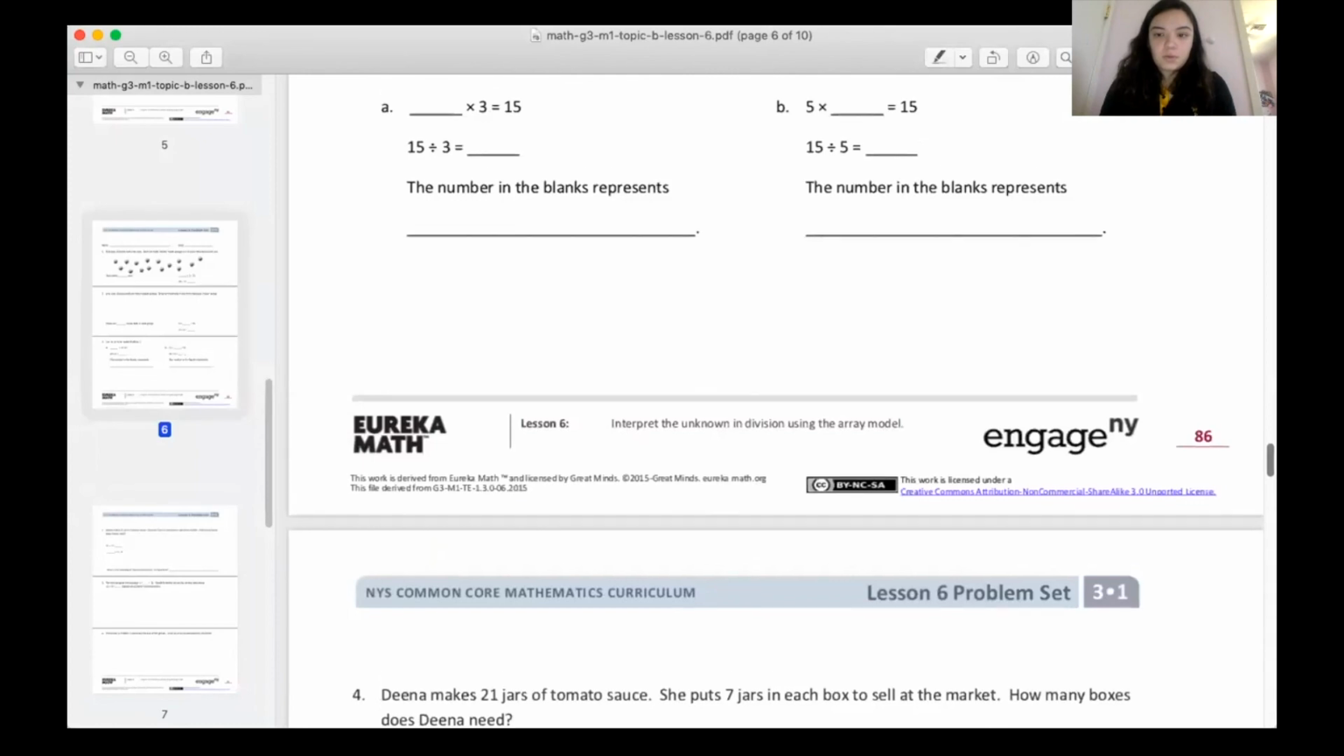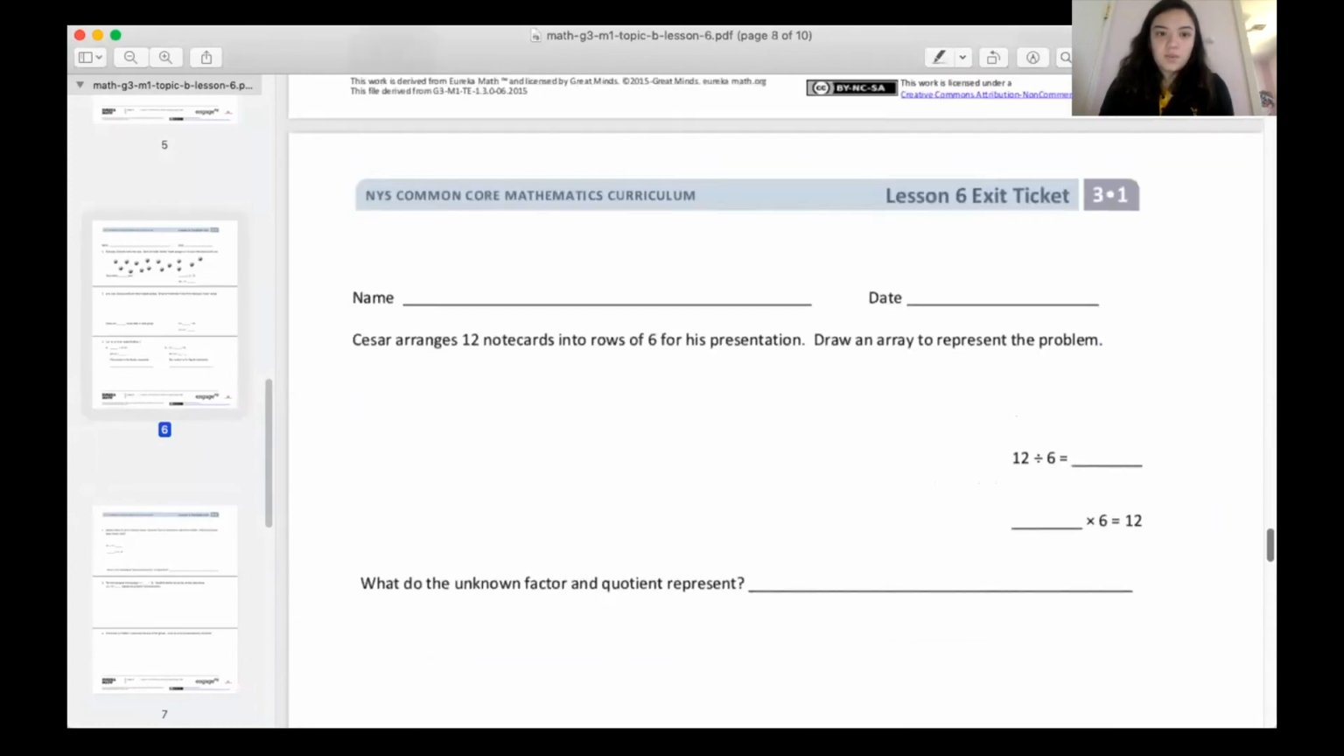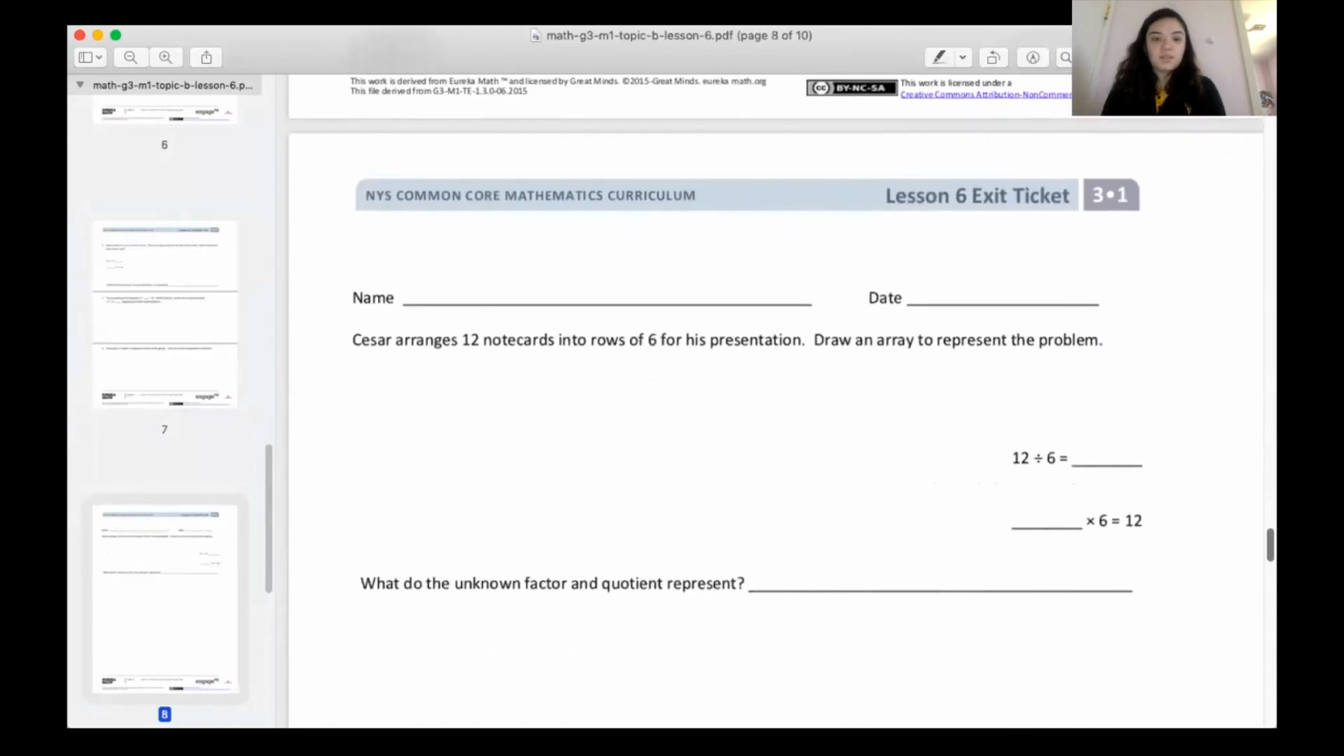Whoops, okay, scrolling down. We're going to skip number 6 and go straight to the exit ticket. So Caesar arranges 12 note cards into rows of 6 for his presentation. Draw an array to represent the problem. I'm going to use hearts this time. 12 note cards into rows of 6. So I'm going to make groups of 6 until I hit 12.